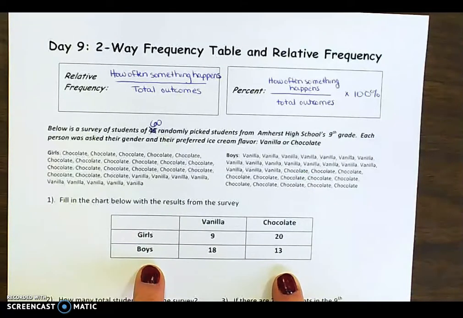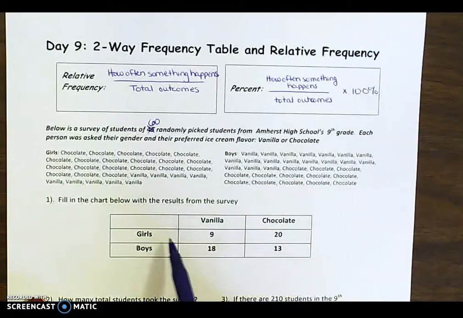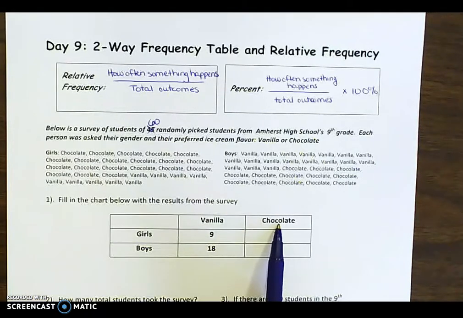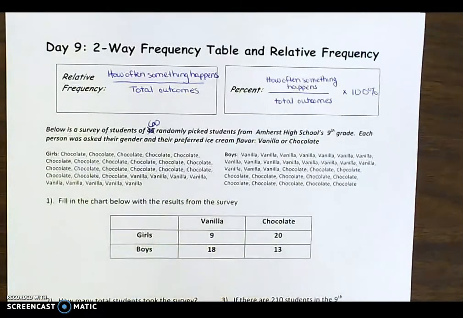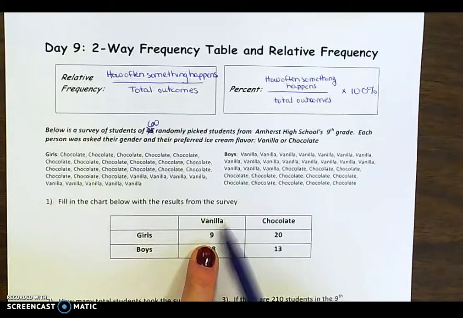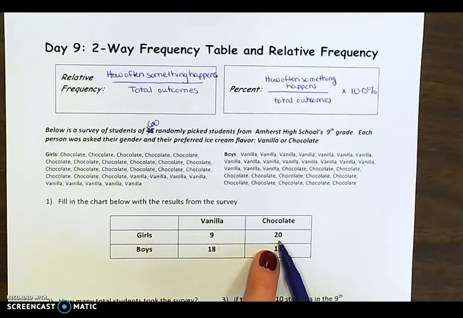So the reason it's called a two-way frequency table is because we're actually analyzing two things. We're analyzing their gender. We're also analyzing their ice cream preference, vanilla or chocolate. So there's actually two things that we're looking at here. All right, so let's take a look at what's going on in our table. So if we take a look here, 9 girls chose vanilla and 20 girls chose chocolate.